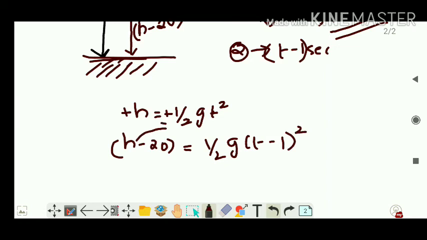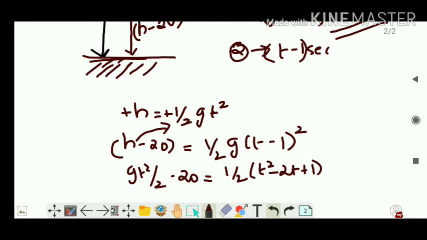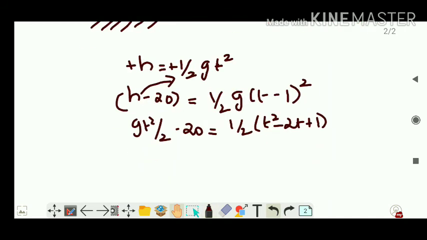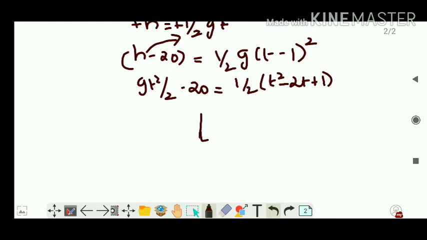In place of h, I can write this equation, right? So in place of h, I'm going to write it as gt square by 2 minus 20 is equal to half g t squared minus 2t plus 1, a minus b whole square formula, right? After solving this, I'm not going to do it, guys. You will get t, right? T is equal to 2.5 second. That is, the first ball is going to travel how many? 2.5 seconds, whereas the second ball will travel how many second only? 1.5 second only, right?